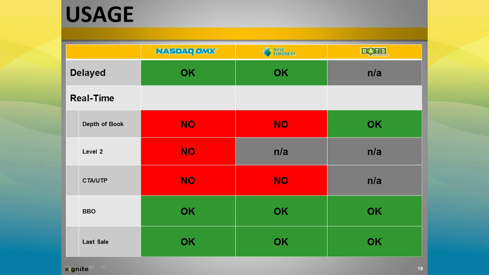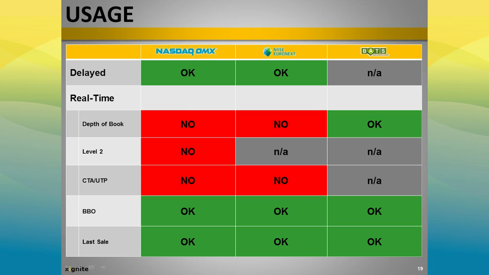Delayed data from NASDAQ OMX and NYSE Euronext, yes, you can display delayed data on public websites. BATS, although you can get BATS trades data through those other feeds, does not provide a specific delayed feed. Depth of book data, forget about showing that on any website if it's NASDAQ TotalView or NYSE OpenBook, which are the depth of book products. However, BATS allows display of depth of book information on public websites.